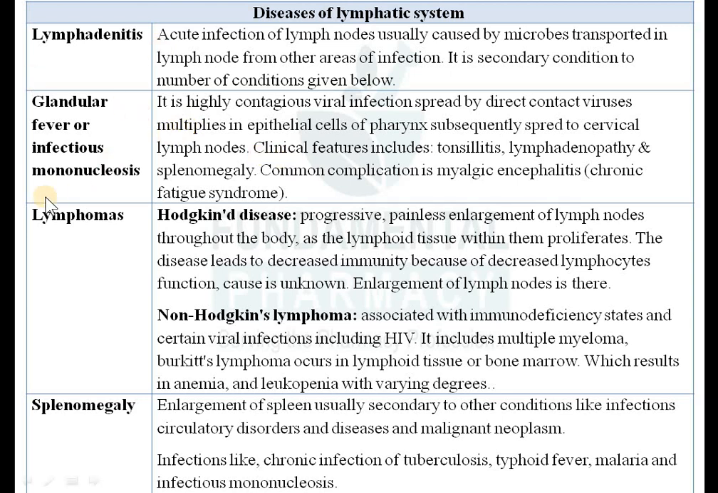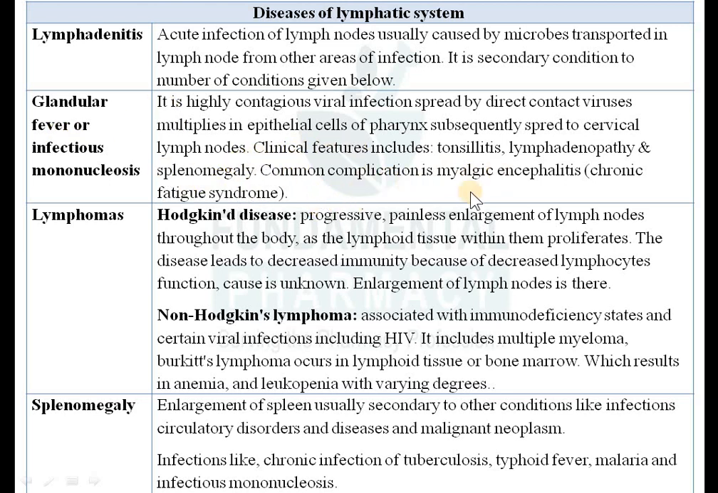So glandular fever is nothing but a viral infection that spreads by contact, and the virus multiplies in the epithelial cells of the pharynx. ठीक है, upper throat infection, spreading to the cervical lymph nodes. Now, what are the features of this glandular fever? So tonsillitis, lymphoid adenopathy, splenomegaly. These will be the clinical features of this glandular fever.